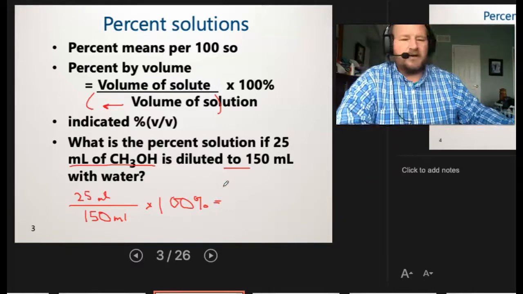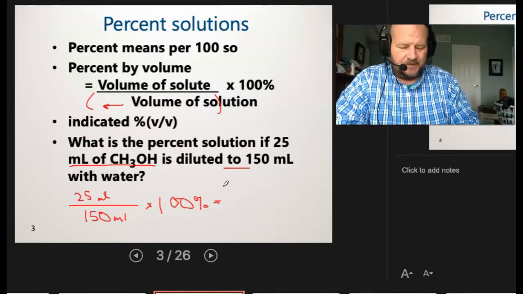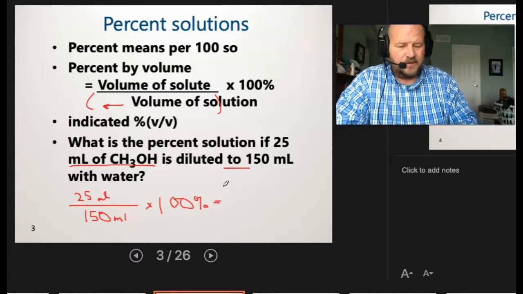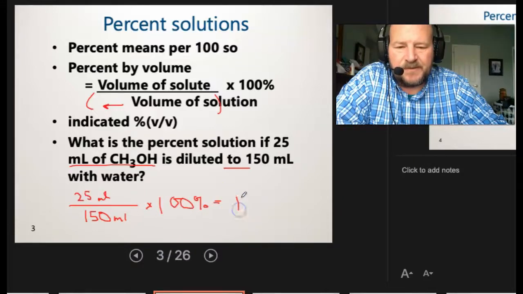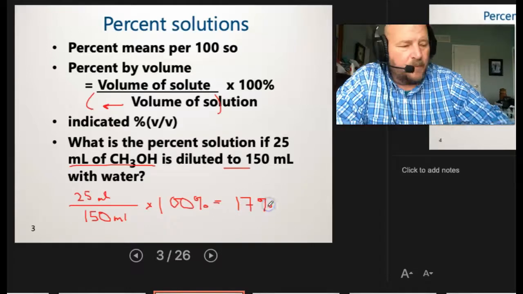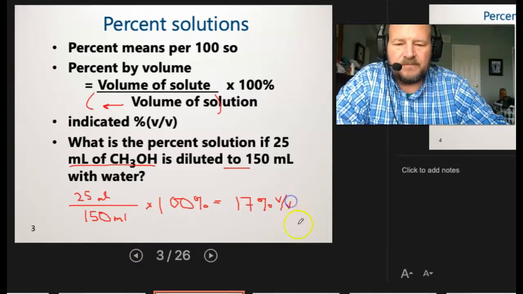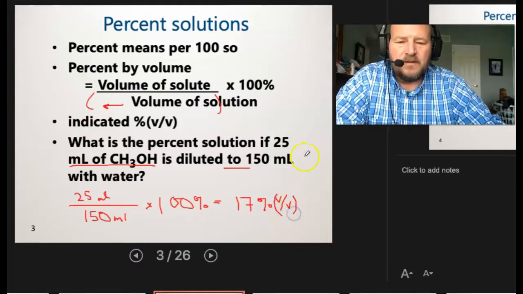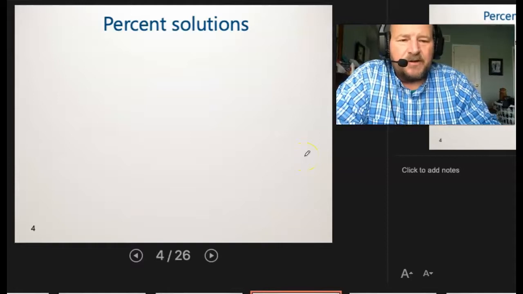All right, so we'll get out our calculator. We'll take 25 divided by 150 times 100, and we get 17%, 2 sig figs. So we'll get 17 percent V over V, okay? Percent V over V. All right. So again, percent meaning per 100.